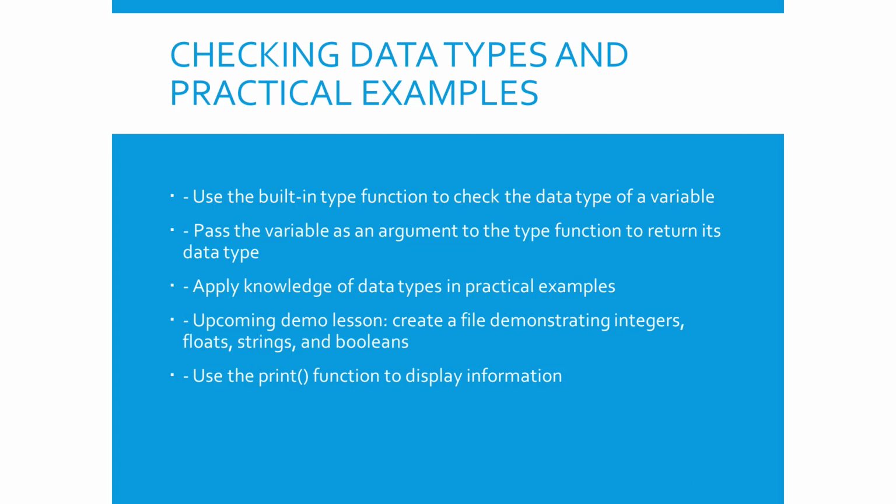To check the data type of a variable, you can use the built-in type function. Simply pass the variable as an argument to the type function, and it will return the data type of that variable.